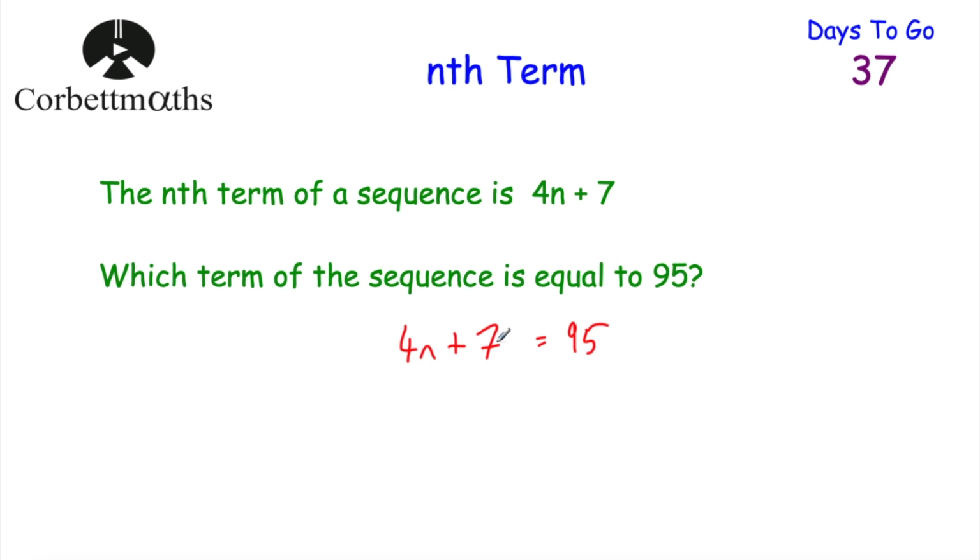So if we solve this equation, we want to get the n on its own, so let's take away 7 and take away 7. So we're going to get 4n equals, and then 95 take away 7 will be 88. And then if we divide by 4 and divide by 4, we get that n is equal to 22. So the 22nd term of the sequence is equal to 95. And if you got that, well done.